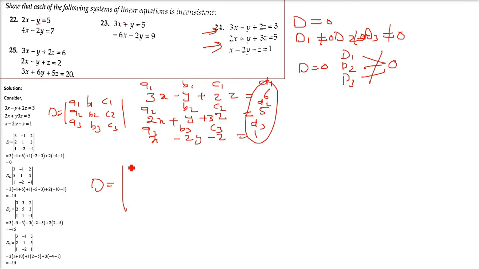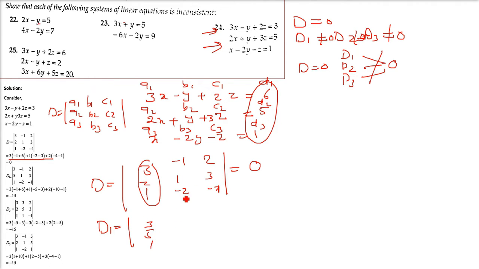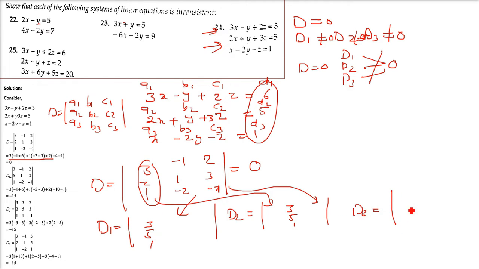So let us give you the idea of what you have to do here. So this is 3, 2, 1, a1, a2, a3, minus 1, 1, minus 2, that is b1, b2, b3, and c1, c2, c3 is 2, 3, minus 1. Now this has to be replaced in the determinant. I hope you will be able to do it. D will be 0. D1 will be what? 3, 2, 1 has to be replaced by 3, 5, 1. And in D2, the second column has to be replaced by 3, 5, 1. In D3, we have to replace the third column by 3, 5, 1, right?